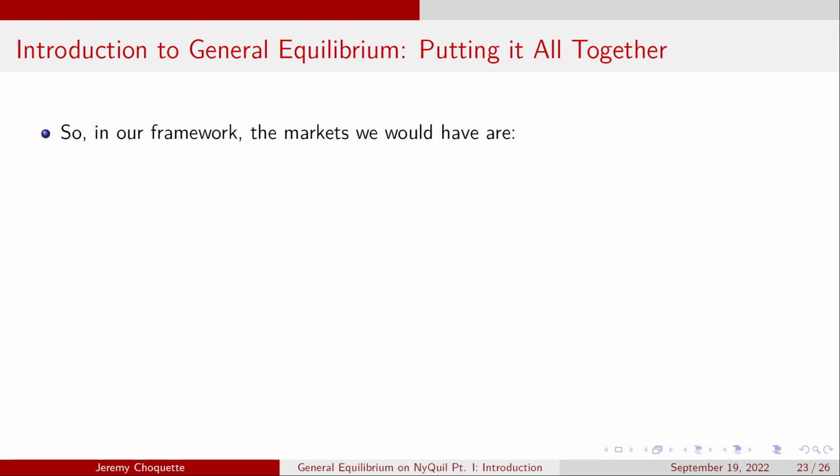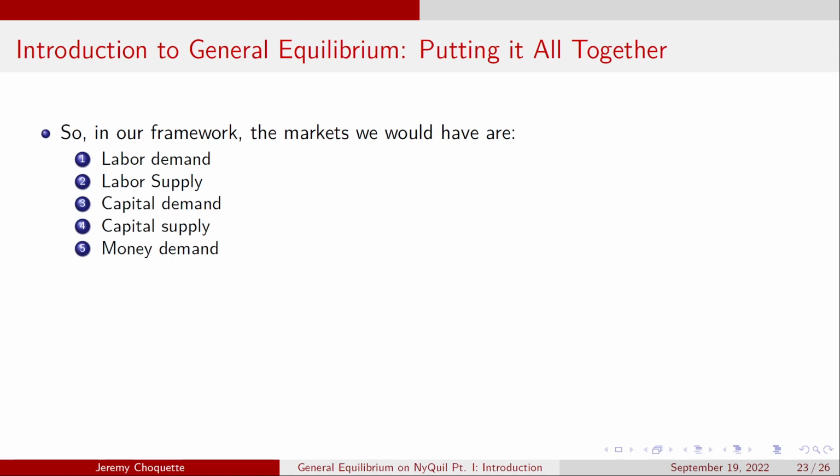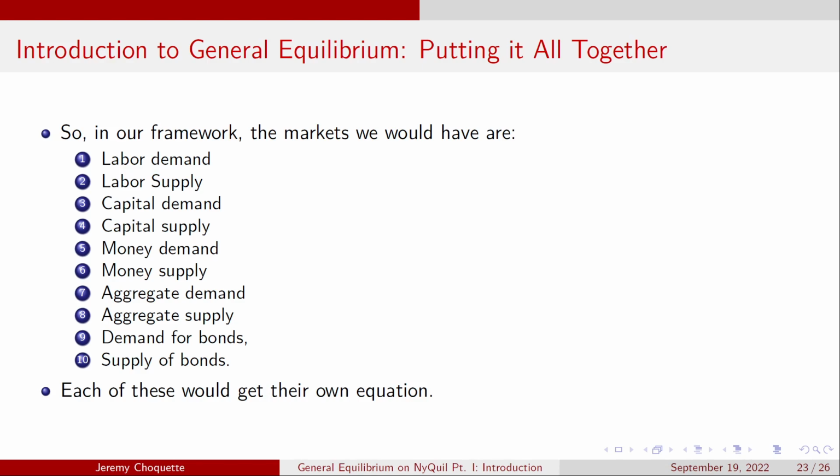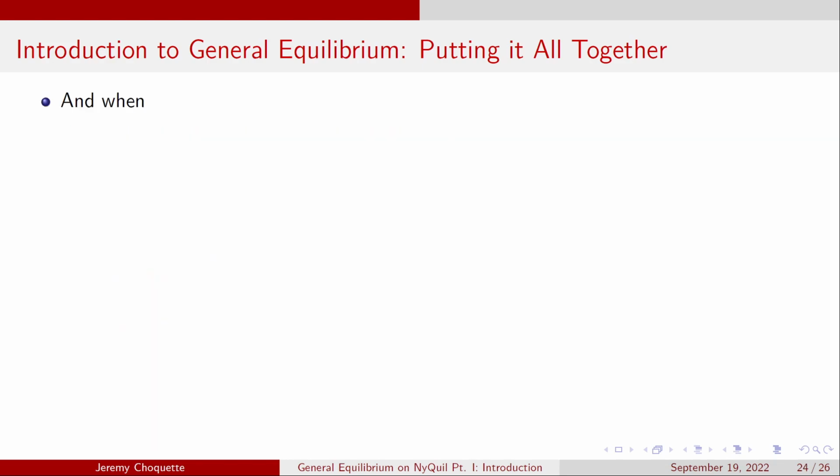And so in our framework, the markets that we would have would be labor demand, labor supply, capital demand, capital supply, money demand, money supply, aggregate demand, aggregate supply, demand for bonds, supply of bonds, and each of these would get their own equation. And there would be some other equations on top of that that are basically going to help make sure that various resource constraints are satisfied and that various flows over time are satisfied, et cetera.